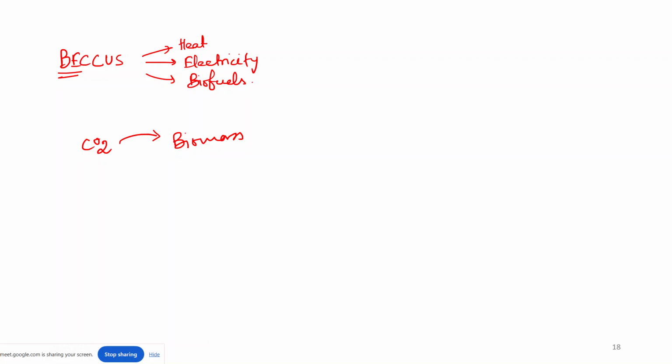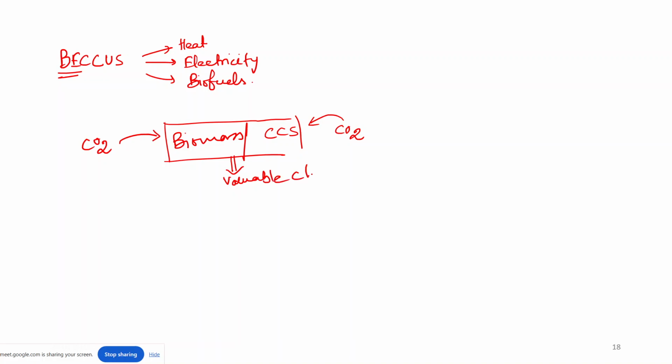So here we can use the biomass, and with CCS technology, we are also capturing the CO2 and storing the CO2. Out of this, we are also producing valuable chemicals, right? And a heat source. So we are making an efficient way by combining the biomass energy source with the existing CCS technology.